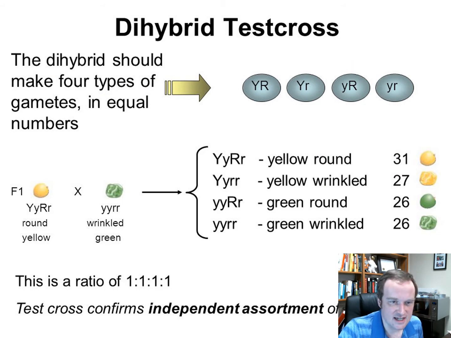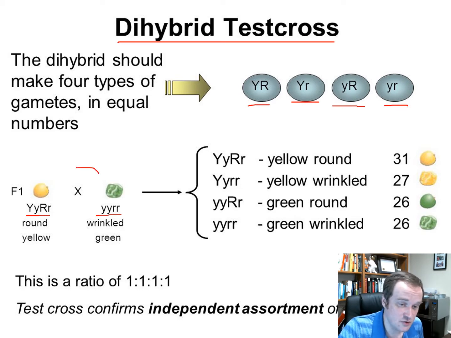One way that we can investigate these ratios is with a dihybrid test cross. Remember, a dihybrid test cross is where we take an individual heterozygous for 2 alleles, dihybrid, and we cross it with an individual homozygous recessive for both alleles. This individual makes 4 different types of gametes: big Y, big R; big Y, small r; small y, big R; and small y, small r. The second individual, the tester, is only going to contribute small y, small r, because that's the only option it has.